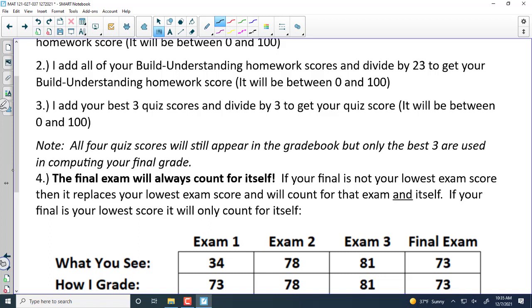Then I add your best 3 quiz scores and divide by 3 to get your quiz score. Note, when you look at your grade book at the end of the semester and you're looking at all the grades, you're still going to see all 4 quiz grades in there. I only used the best 3, though, to get your final quiz score. So don't freak out if you're like, I thought he was going to get rid of that 0. I did. They all stay in there in the grade book, so there's a record of them.